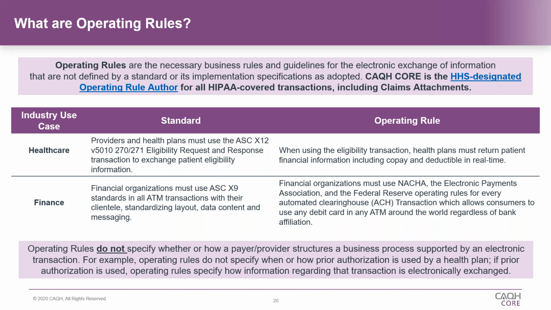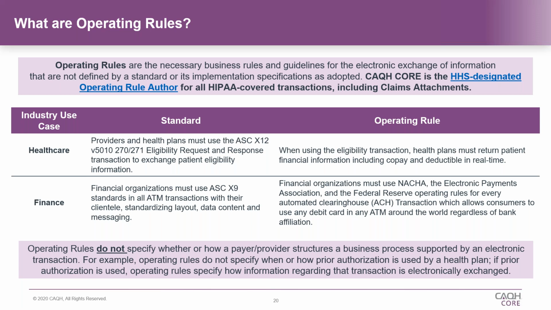So the last thing I want to specify about operating rules, just to set some boundaries around what operating rules do, is to say what they don't do. So operating rules do not specify whether or how a health plan or provider structures a business process. For example, related to prior authorization, operating rules are not intended to specify when or how a prior authorization is used by a health plan. For what services, for example, a prior authorization is needed.